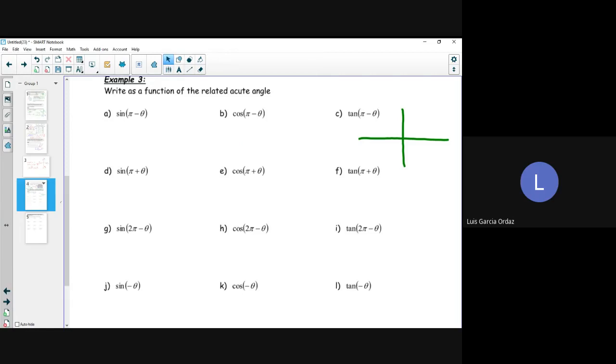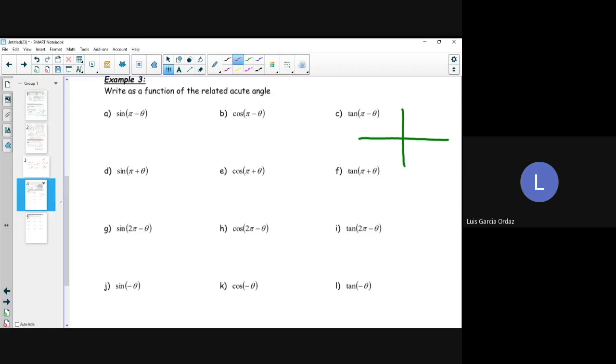Remember that pi minus theta, pi plus theta, and 2 pi minus theta I showed you one time ago? Say that again. Remember pi minus theta, pi plus theta, and then 2 pi minus theta for your related acute angles? Oh, yeah. So that's what we're going to do here. All right. So we want to write each function as the related acute angle.